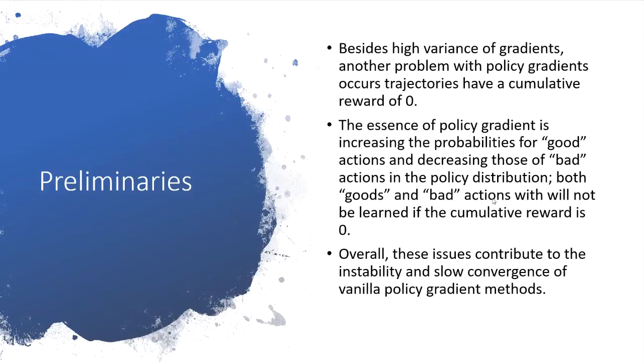Another problem with policy gradient occurs when trajectories have a cumulative reward of 0. The essence of policy gradient is to increase the probability of good actions and decrease that of bad actions. Actions in the policy distribution, both good and bad, will not be learned if the cumulative reward is 0. Overall, these issues contribute to the instability and slow convergence of vanilla policy gradient methods.